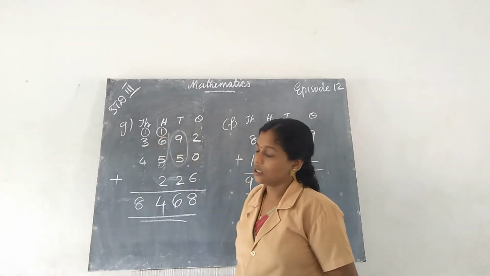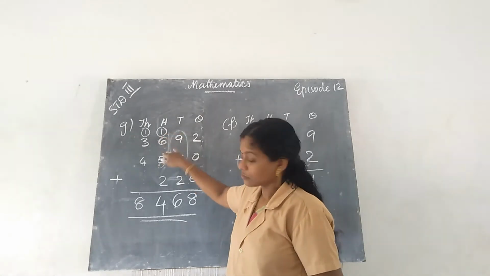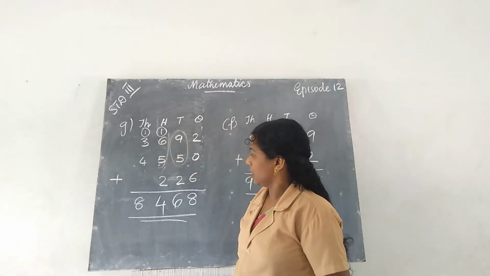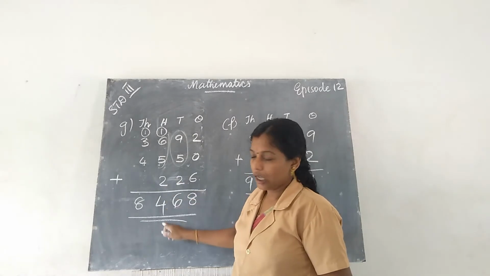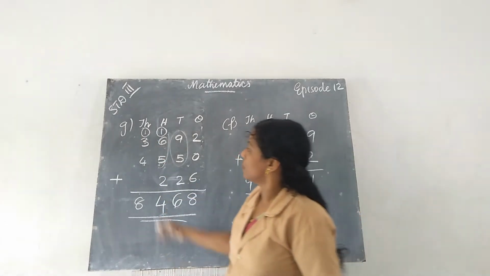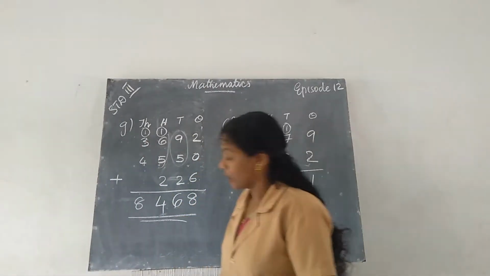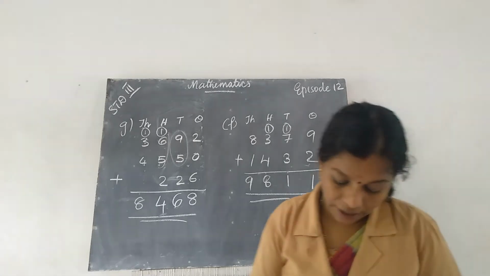at the next position you go. Again, remainder plus first number plus second number. Once it goes to next place, 3 plus 1, 4 plus 4, 8. So the answer is 8468. Okay.